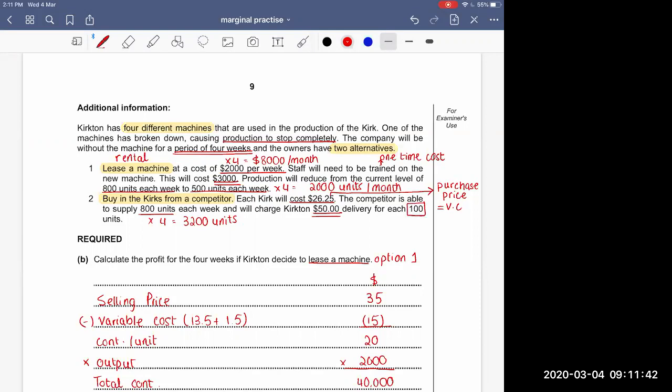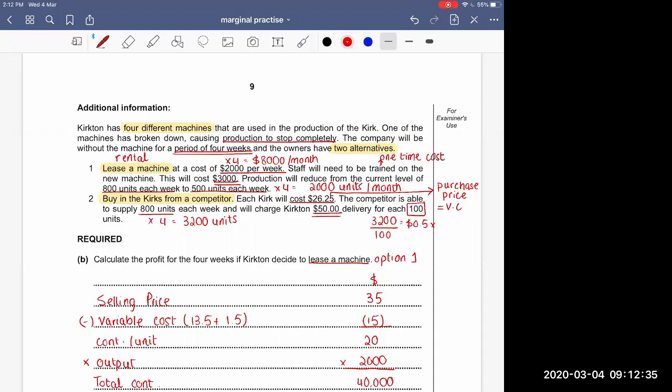So another additional variable cost has come. We don't pay production-related variable cost, but we do have purchase-related and delivery-related variable cost. And what is that? We have to pay $50 for every 100 units. So 50 divided by 100, what is our per unit delivery cost? It's going to be 0.5 per unit, because $50 is the cost of delivery for 100 units. So if we get 3,200 units over the 4 weeks, our delivery cost is going to be 3,200 units into 0.5, that is 1,600.